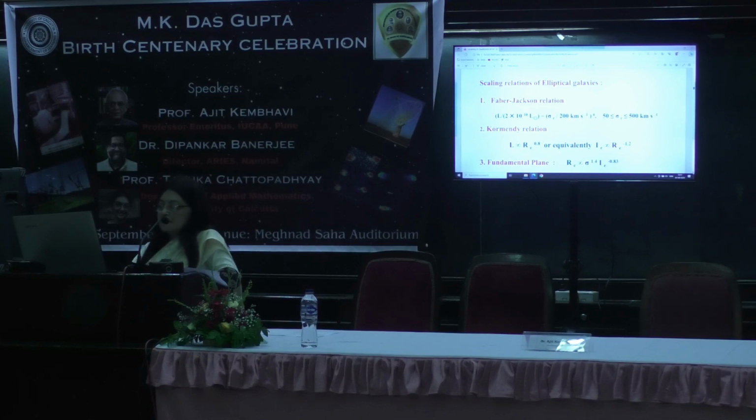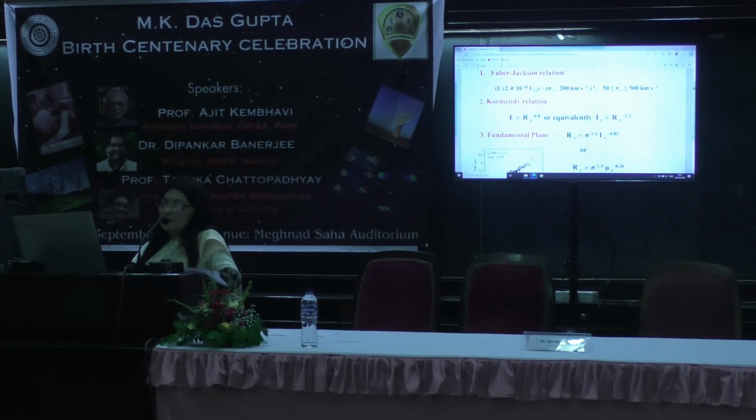Then there is another scaling relation, which is a regression line, the Kormendy relation. It is a correlation between the luminosity and the effective radius of the galaxy. Effective radius means the radius within which almost 50% of the mass of the galaxy is embedded.